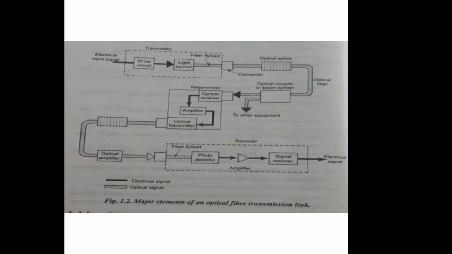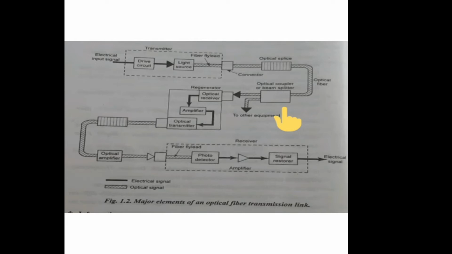And next is the splicing. Splicing is the permanent connection. You can permanently connect it in the optical system. For example, if you want to connect any wire permanently, what will we do? We will solder it. Correct? Similarly, here also, in order to connect two media, that is, two optical fiber cables, we use the optical splicer. It is a permanent connection. We cannot remove this, but the connector is a temporary connection. We can remove this. Okay. And next is the optical coupler or beam splitter. What is the purpose of the optical coupler?